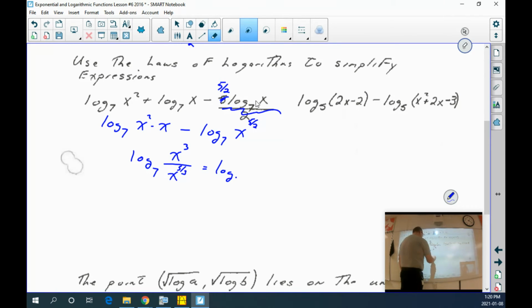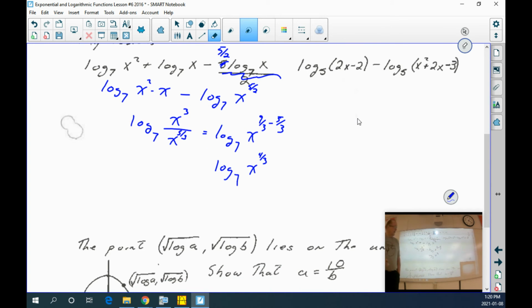you have log base 7 of x. I'll write 3 as 9/3, so we end up with log base 7 of x to the power of 4/3. That is the simplest form of this one.